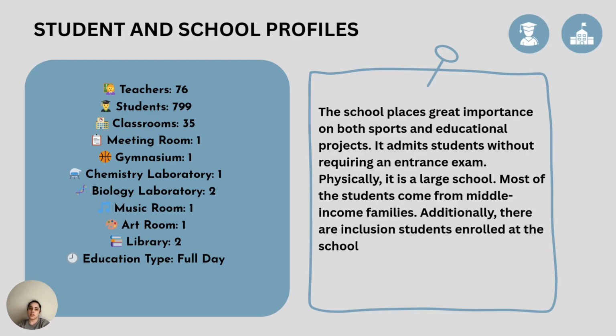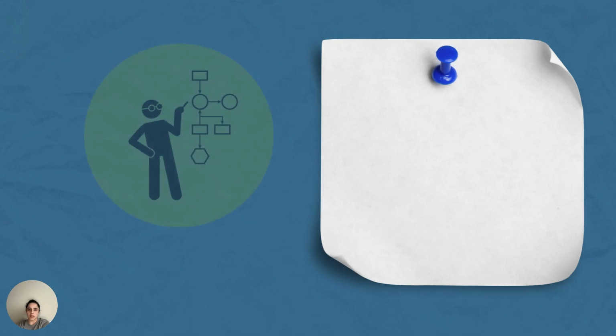Okay, and the school generally gives importance to both sports and educational projects, and it enrolled the students without an entrance exam. Physically, it's a very big and large school, and most of the students come from middle income families. And additionally, there are some inclusion students there. Okay, let's look at the test structure.